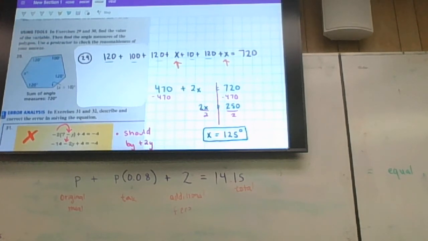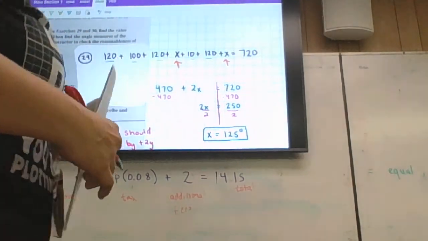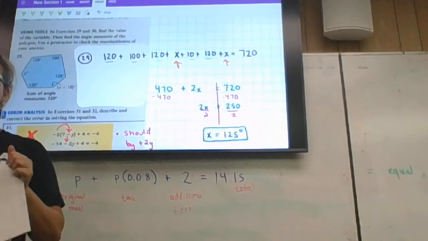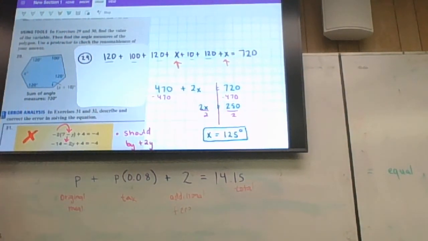I did 720 minus 470. All right, how's your polygon problem going? Have you had enough time to write it down so that you can try number 30 tonight? Yep.